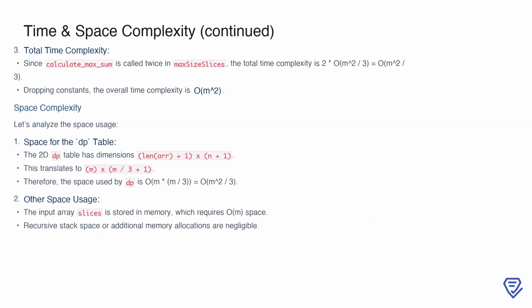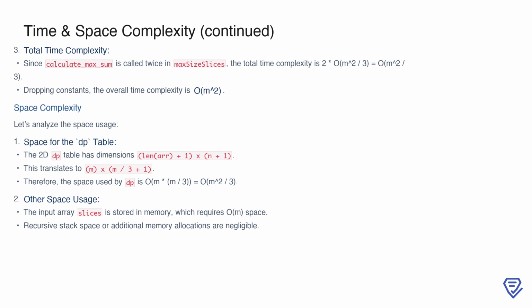Now, looking at the total time complexity of the solution, since the calculate_max_sum function is called twice within maxSizeSlices, the combined time complexity becomes 2 * O(m²/3). Simplifying further and dropping constants, we arrive at an overall time complexity of O(m²).